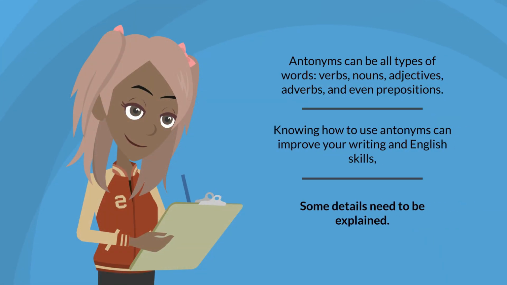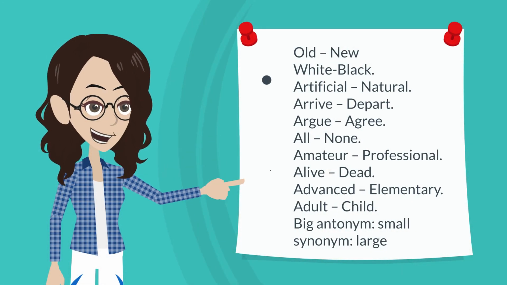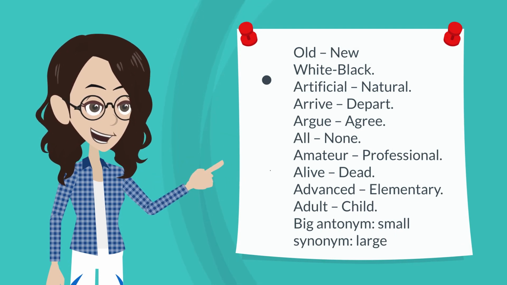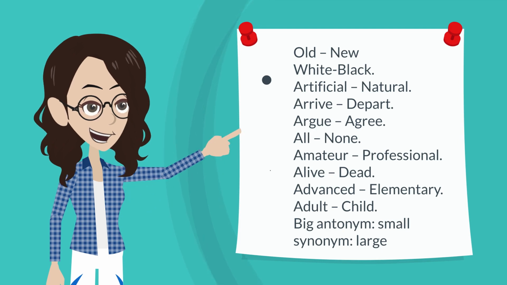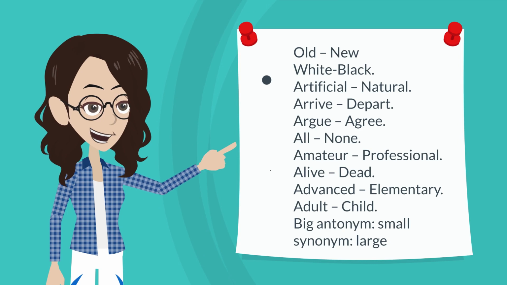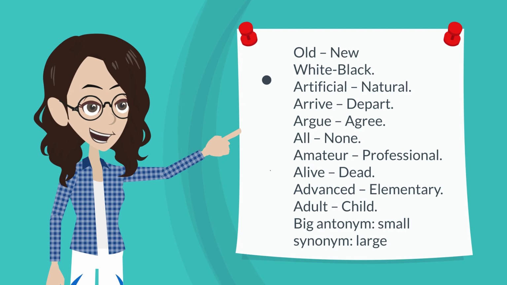Antonyms can be all types of words, verbs, nouns, adjectives, adverbs, and even prepositions. Knowing how to use antonyms can improve your writing and English skills, but some details need to be explained. Examples would be: old, new, white, black, artificial, natural, arrive, depart, argue, agree, all, none, amateur, professional, alive, dead, advanced, elementary, adult, child. Big antonym, small synonym, large.